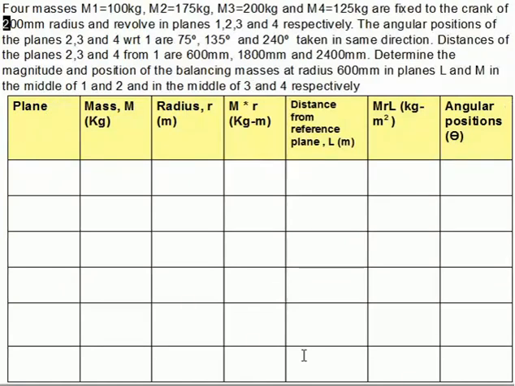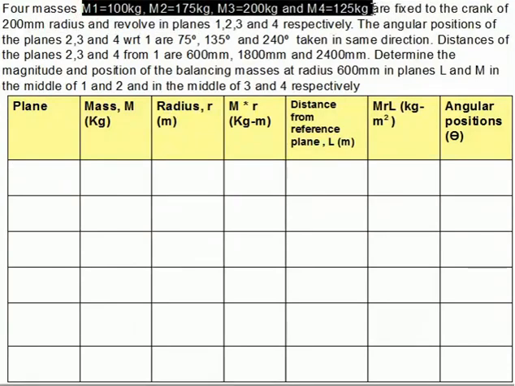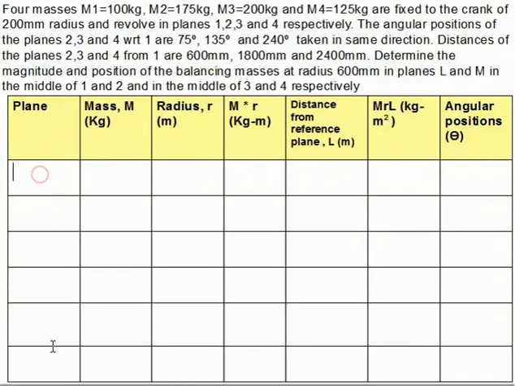First, construct this table. The number of rows depends on the number of masses. In this problem there are four disturbing masses m1, m2, m3, m4, and two balancing masses L and M. So there are a total of 4 plus 2, 6 rows. We'll write it in order. First mass is m1, it is 100 kg.